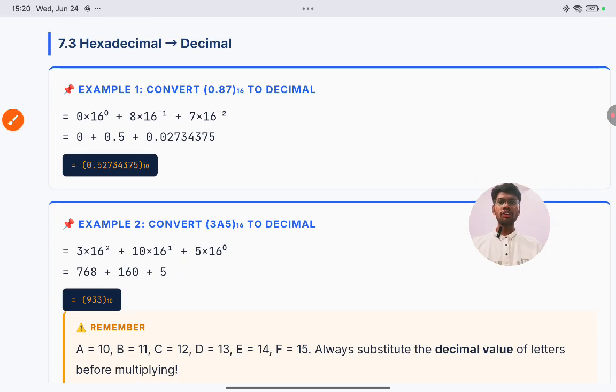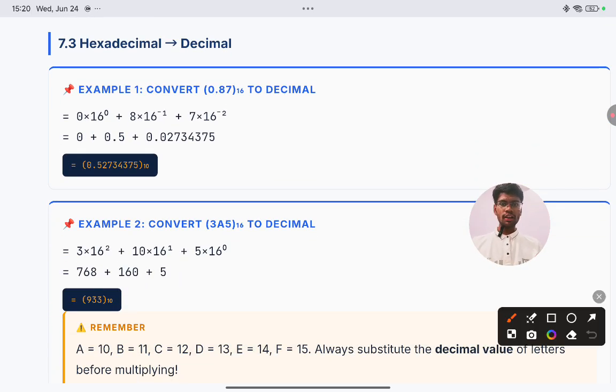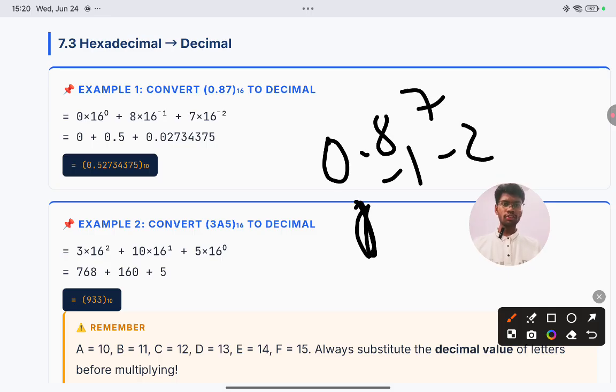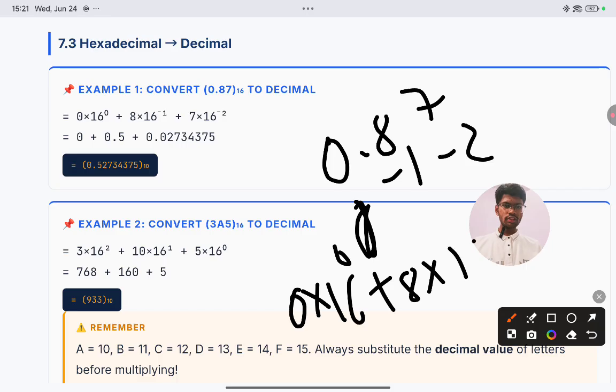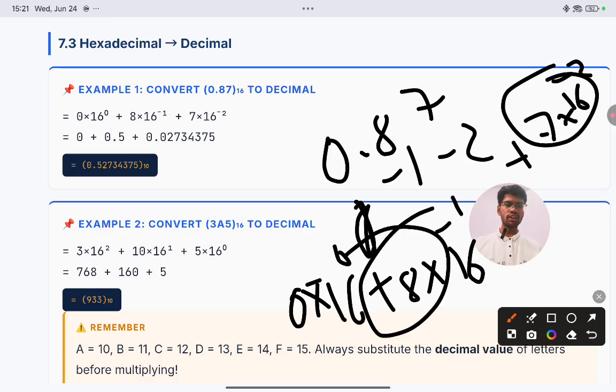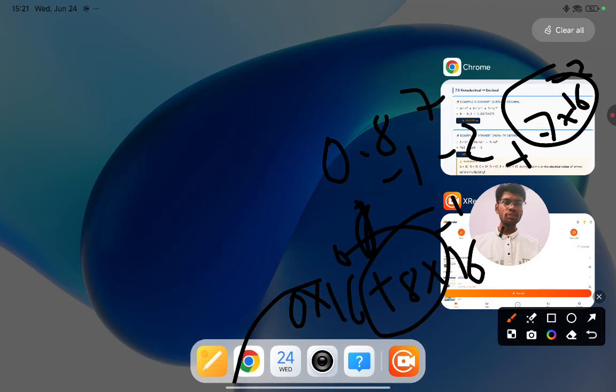Then hexadecimal to decimal, same thing. I have 0.87. This is 0 position, minus 1 position, minus 2 position. You do 0 into 16 to the power 0, 8 into 16 to the power minus 1 plus 7 into 16 to the power minus 2. This is a bit harder because to calculate all these things you need a calculator. So just do this and add up all the things. It is quite easy to do.